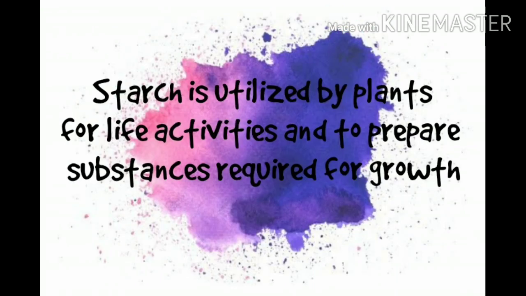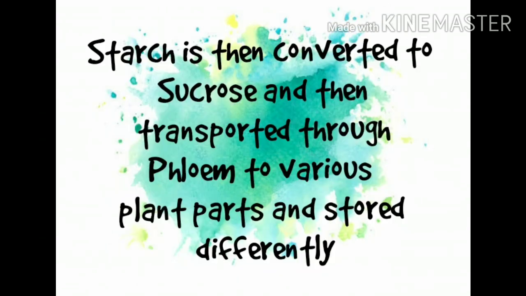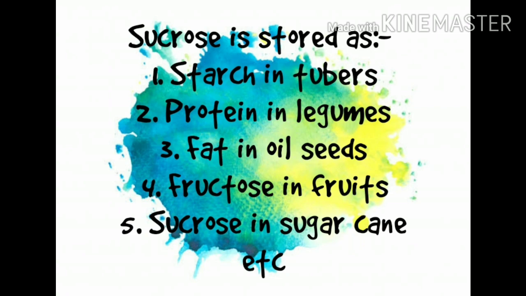The starch produced here is utilized for various life activities as well as for preparing substances which are required for proper growth. Then the starch is converted into sucrose, which is transported through phloem to various plant parts and stored differently. Whenever this sucrose reaches different plant parts, it is stored differently. For example, sucrose is stored in tubers in the form of starch.